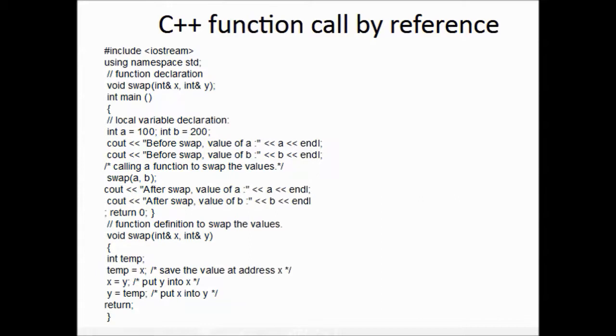Then we write temp is equal to x. Here we save the value of x into this variable. Then we put y into x. We write x is equal to y. Then we put the saved value into y. We write y is equal to temp.